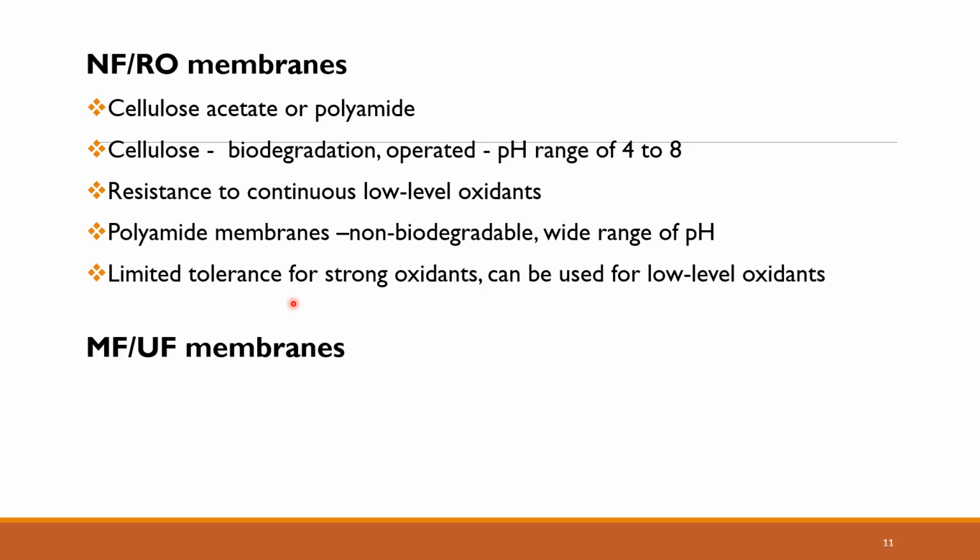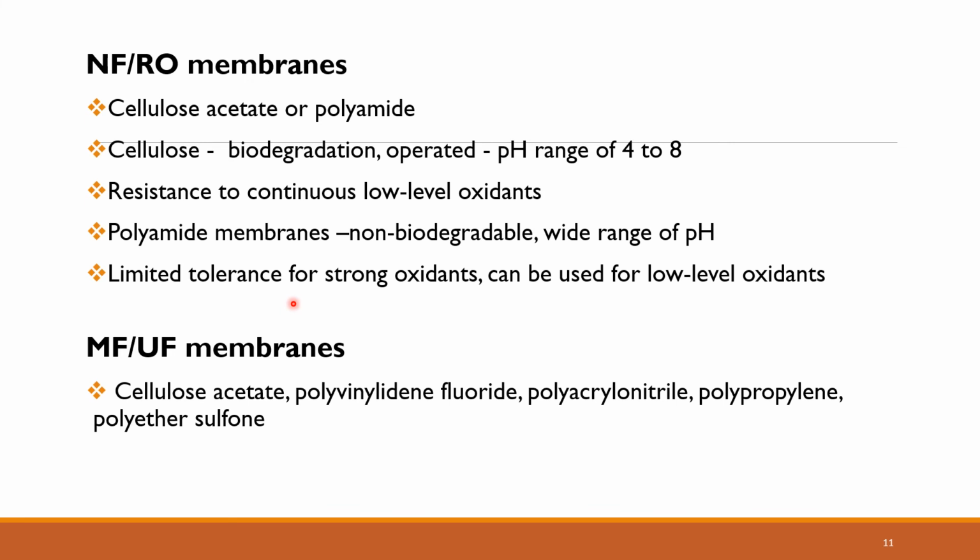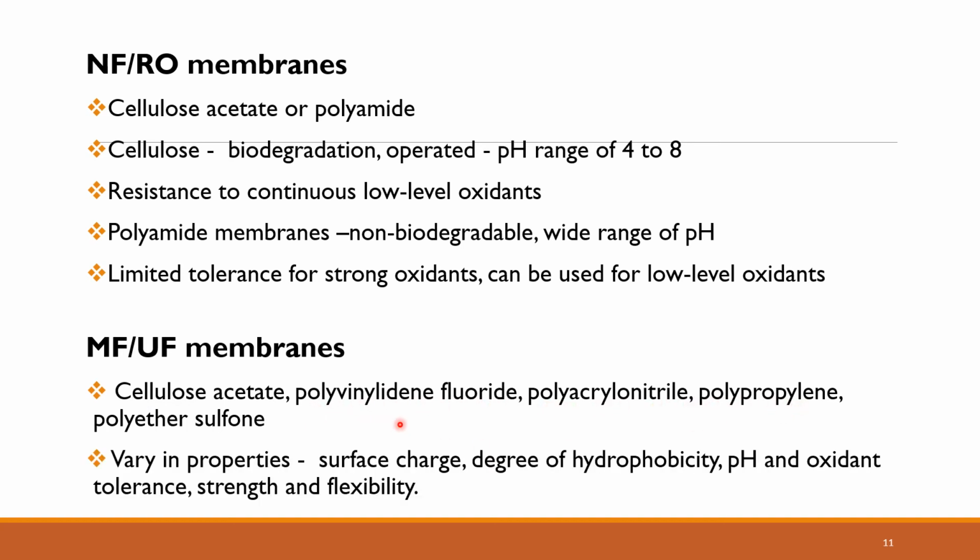The next type of membranes are microfiltration and ultrafiltration membranes. There are a variety of materials which can be used for these types of membranes, that is cellulose acetate, polyvinylidene fluoride, polyacrylonitrile, etc. Now these materials will vary in various properties such as surface charge, that is, you can make them positively or negatively charged, degree of hydrophobicity, pH and oxidation tolerance, strength and flexibility. So they will vary in their properties depending on the material.